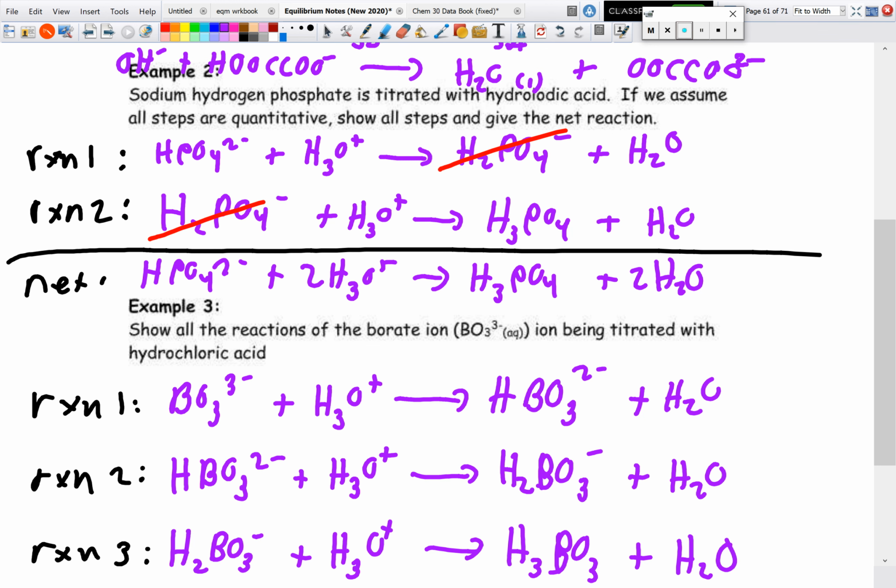And your answers should look something like this. So our sodium hydrogen phosphate, our hydrogen phosphate is a diprotic base, so we have 2 reactions, and of course the net, when we add them together, we'll notice our dihydrogen phosphate cancels out, and we're just left with this as our net reaction. And then for example 3, we have the borate ion, so BO3 3-, that 3- indicating that it is triprotic, and we get our subsequent reactions right here. So triprotic, we have 1, 2, 3 reactions.